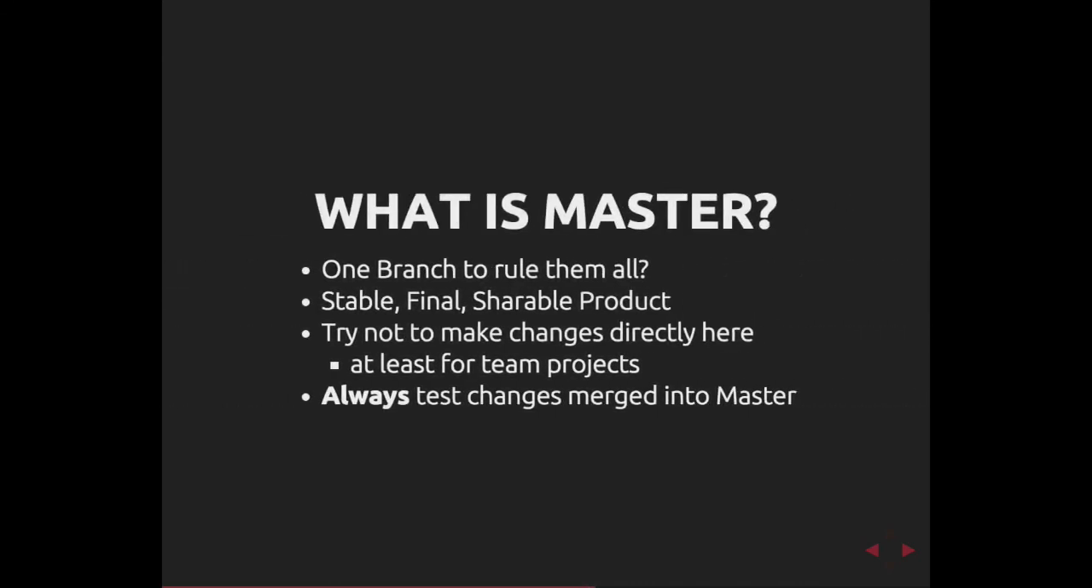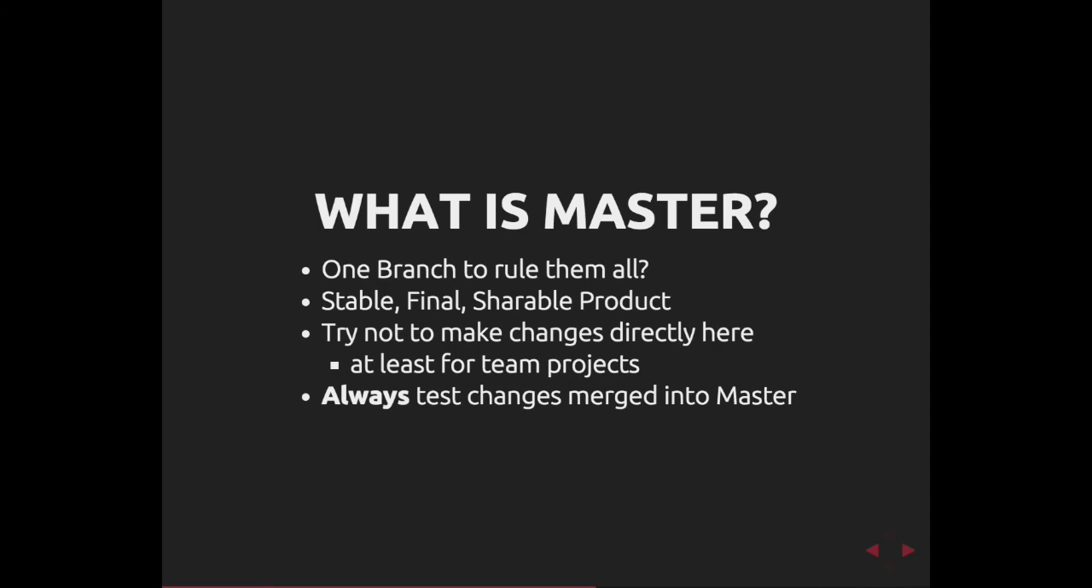Now, going back to what master is, like I mentioned before, there's this idea of one master branch, which is probably the trunk of the tree if you're thinking about it that way. Master is idealized as the stable, final, shareable branch that is the most important. In big team projects, you don't want to make changes directly to master. In many companies, you're not allowed to do that, actually. You have to have a side branch for your changes before they get merged in.